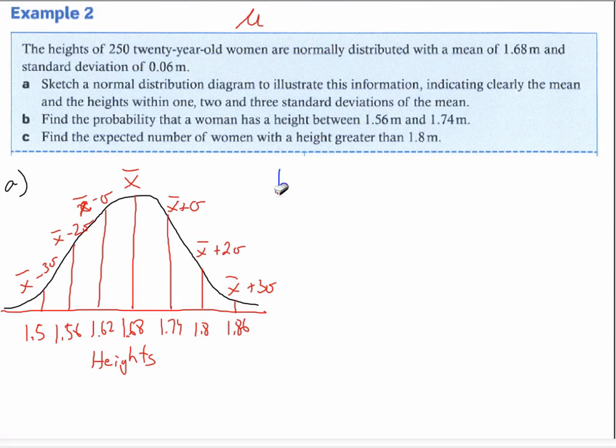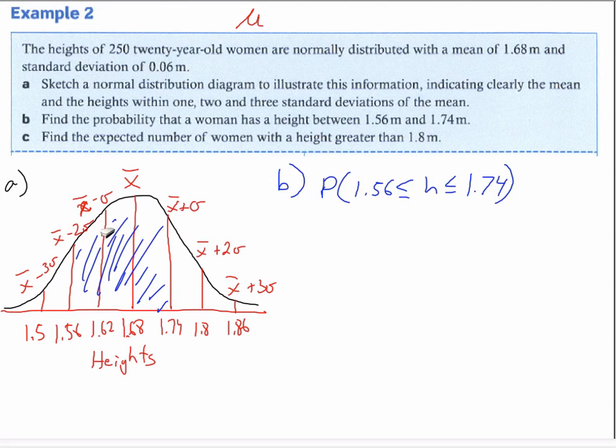Alright, and part B. Find the probability that a woman has a height between 1.56 and 1.74. Okay, so I'm going to work that out. So 1.56 is over here, and 1.74 is there, so I'm working out this probability.